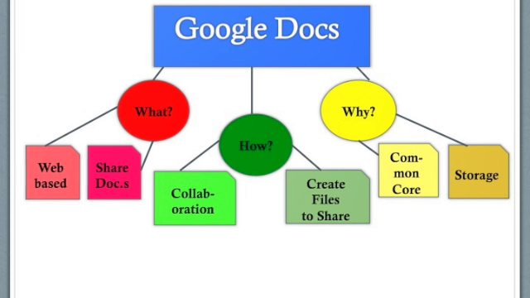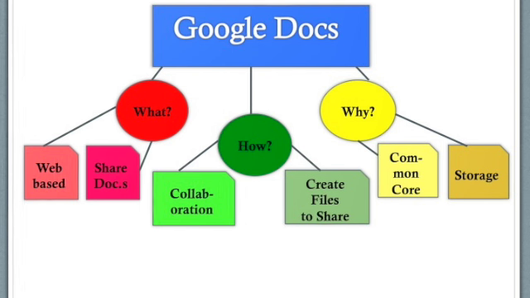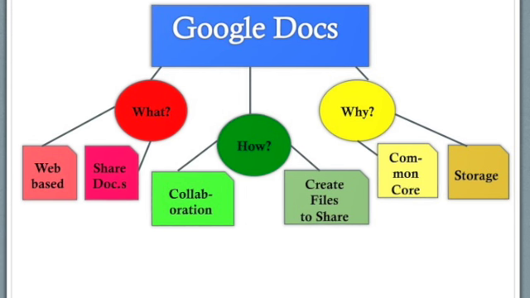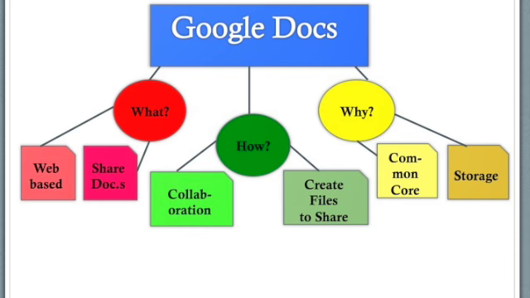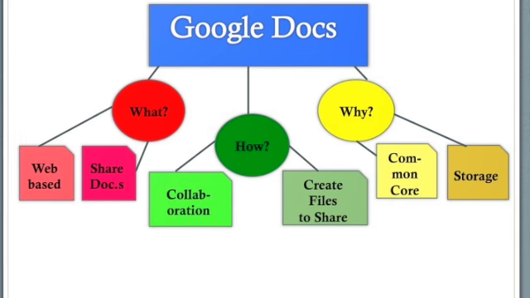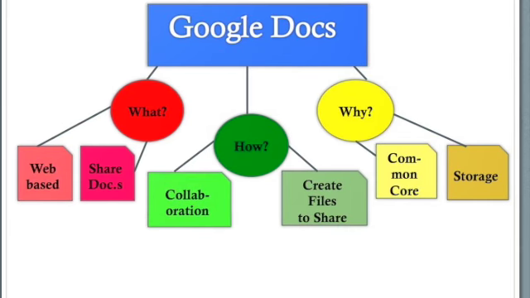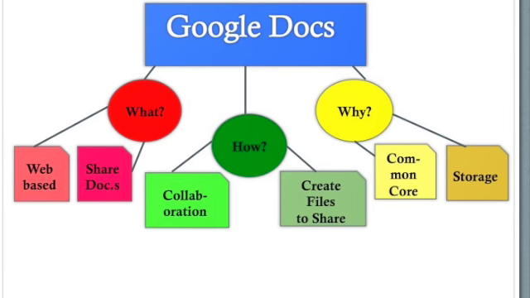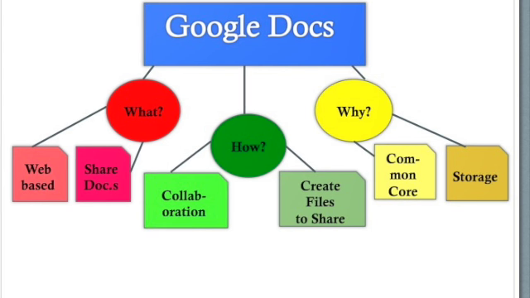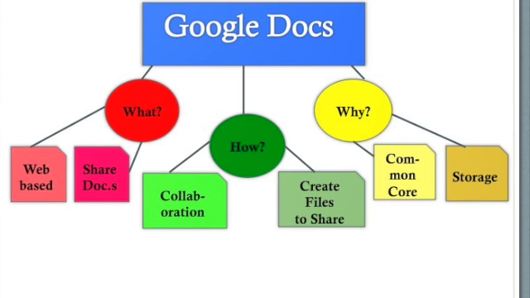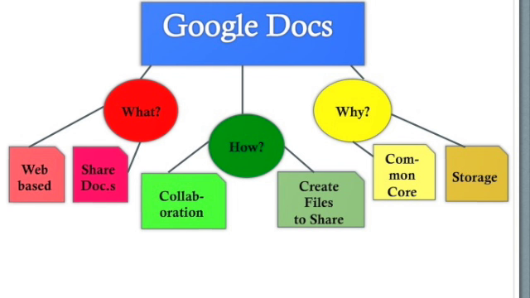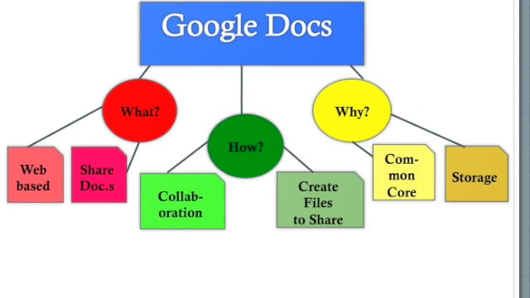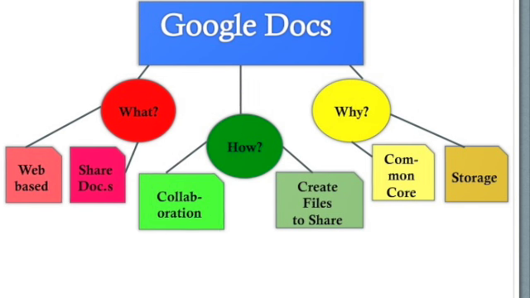Under the question of how, I have placed two green files, and that's just to remind me I'm going to stay in the color green, and that's just to go out and utilize what this program can offer. One of the files is labeled collaboration, and Google Docs makes it possible to collaborate on projects even from a distance. And the second file is labeled create files to share, and this means information is able to be shared with others even if you can't meet in person.